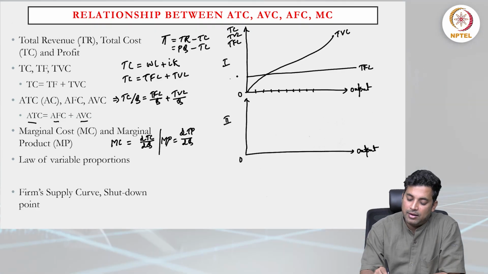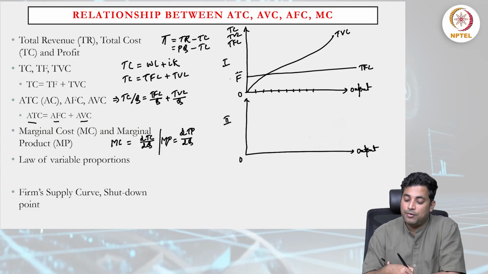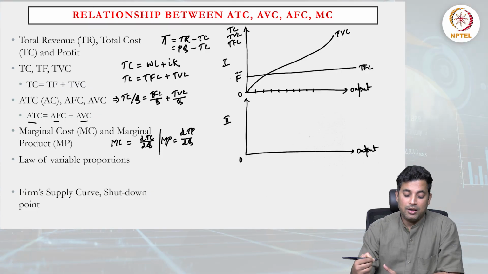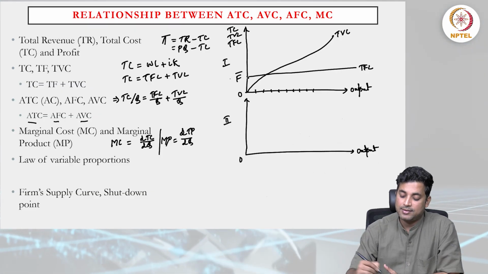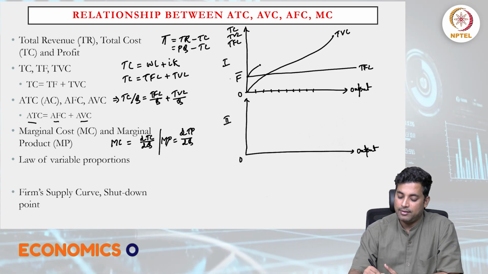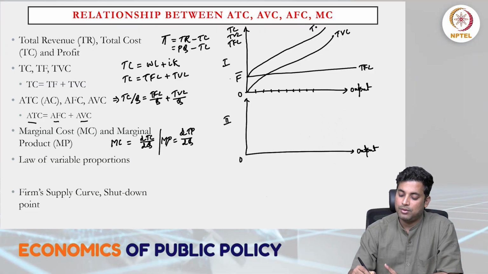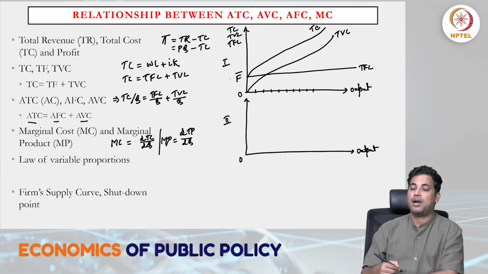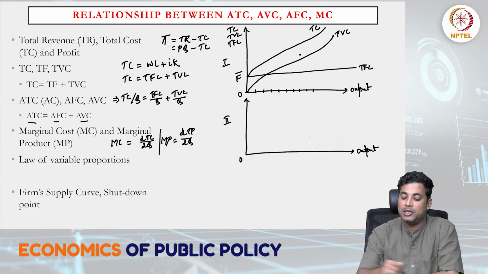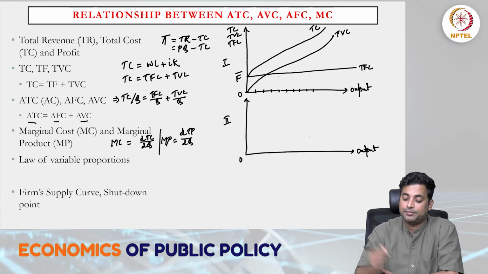Say here F is a fixed cost for the firm for all the output. Now total cost is the summation of total fixed cost and total variable cost, and then this curve will move parallel to the total variable cost, and this gap between TC and TVC is due to TFC, the same amount here.